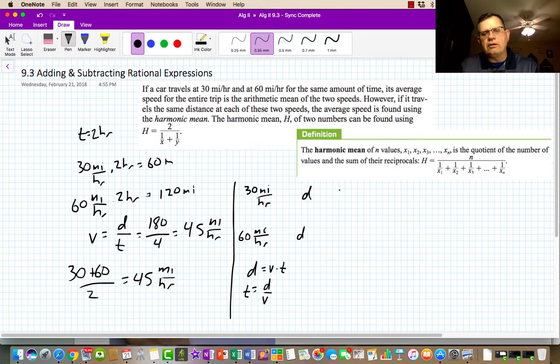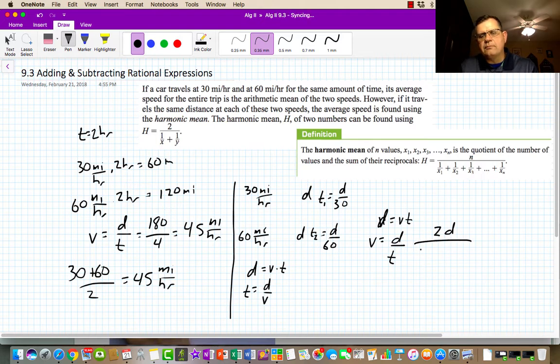So the time it took here is going to be d over 30, and the time it took here is going to be d over 60. So t1 is equal to this, and t2 is equal to that. And so now let's look at the total distance you traveled. Again, distance is equal to velocity times time, and so your average velocity is total distance over total time. So total distance we went in this case is 2d.